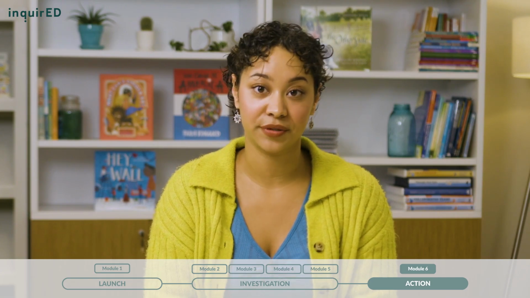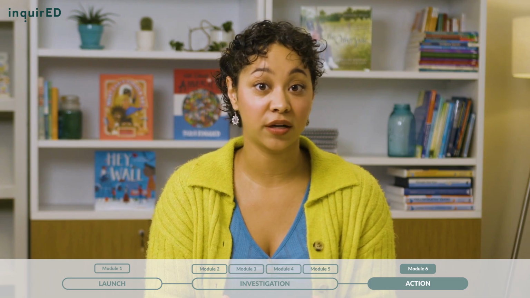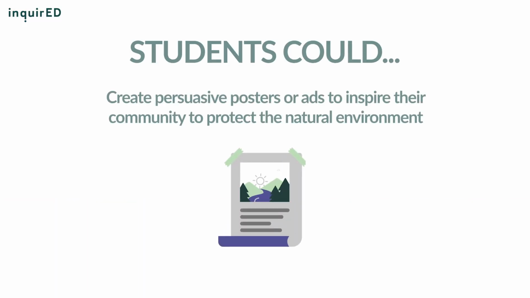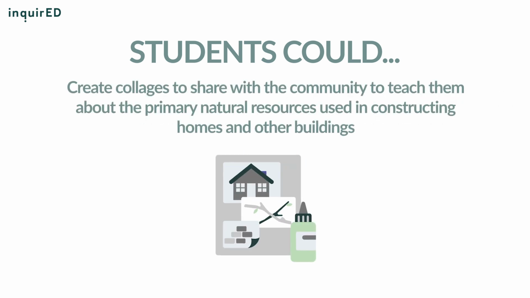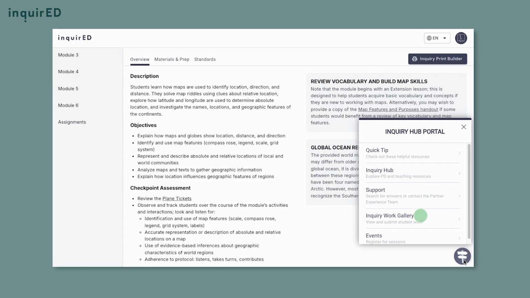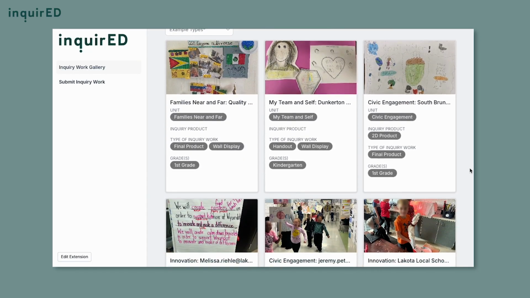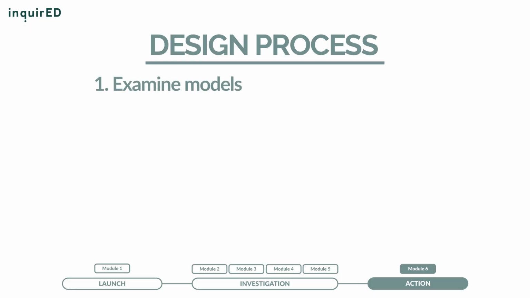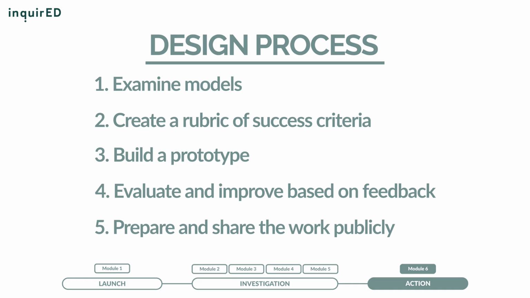After Module 5, it's time for students to take action and choose an inquiry product that will impact the community beyond the classroom. There are several options to choose from, and suggestions of possible products. For example, students could create persuasive posters or ads to inspire their community to protect the natural environment, or create collages to share with the community to teach them about the primary natural resources used in constructing homes and other buildings. And you can always check out the Inquiry Work Gallery for more inspiration. These examples come from InquireEd's partners across the country and around the world. No matter the product, Module 6, the action module, will guide students through the design process step by step.